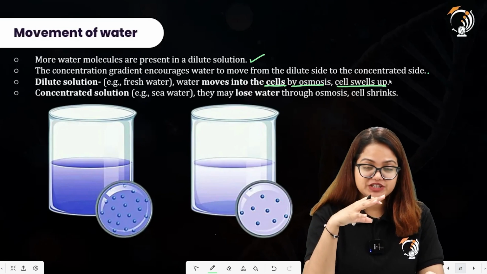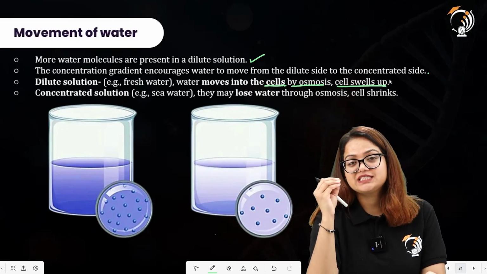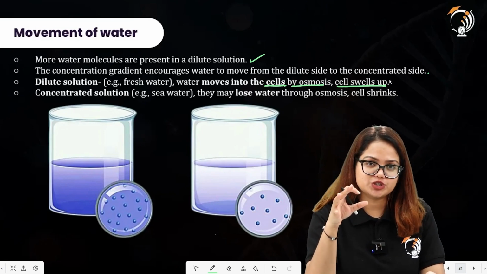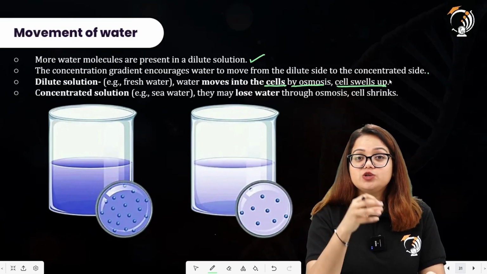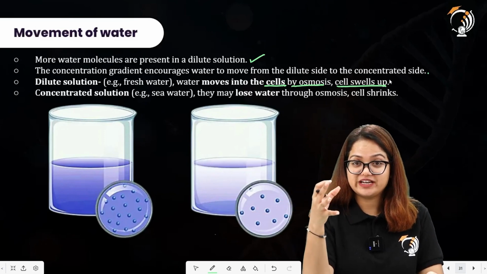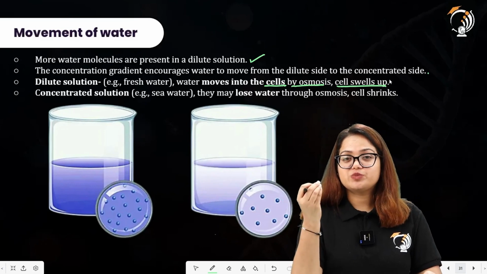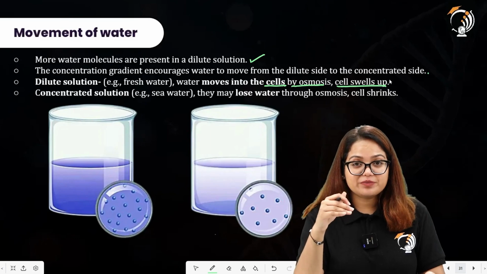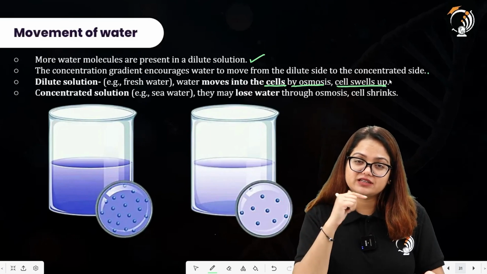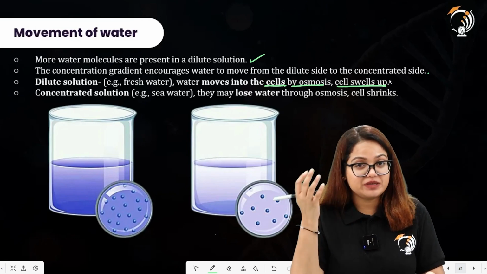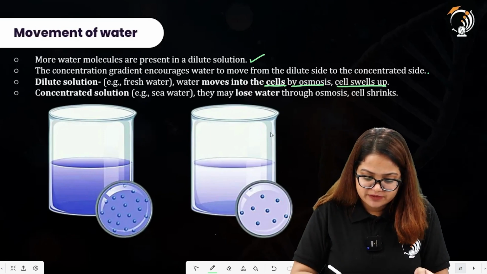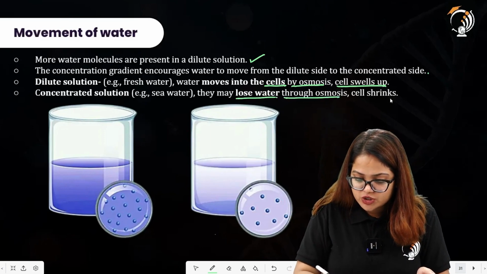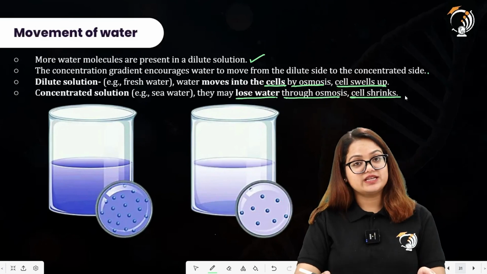Alright. If we keep these cells in a concentrated solution, what will happen? The cells will lose water. There will be a movement of water molecules from a region of high concentration, that is present in the cell, compared with the outer environment in which the cell has been placed. So in the concentrated solution, cells lose water through osmosis and the cell shrinks. Alright.